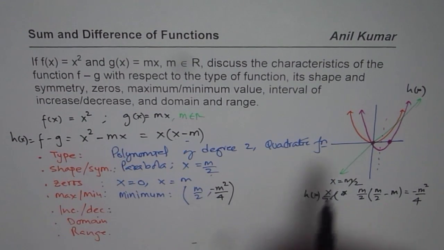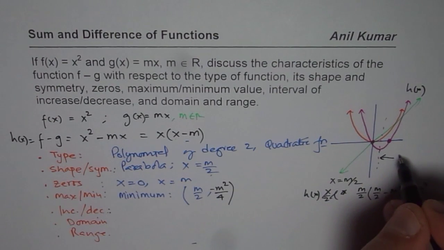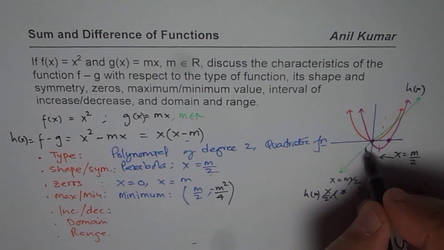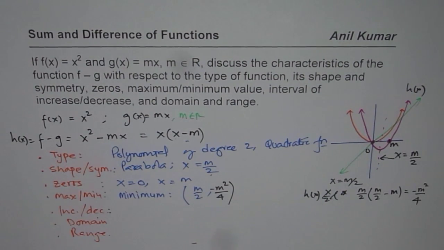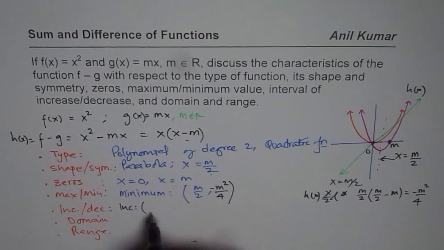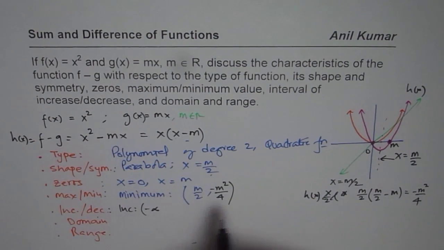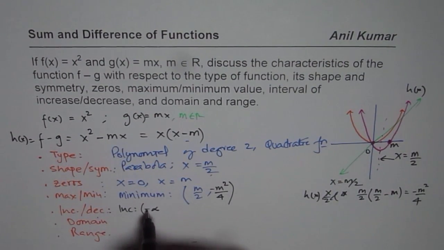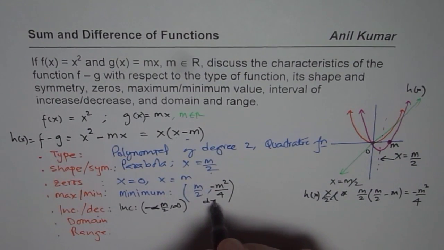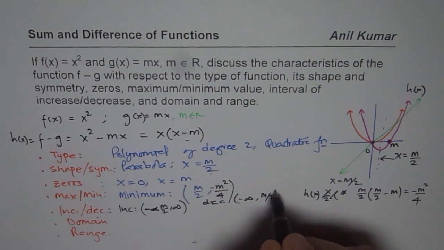Interval of increasing. The axis here is at x equals m over 2. This is what we're talking about. This is 0 and that point is m. Perfect. So it is increasing in the interval from m over 2 to infinity, right? And it is decreasing in the interval from minus infinity to m over 2, correct?